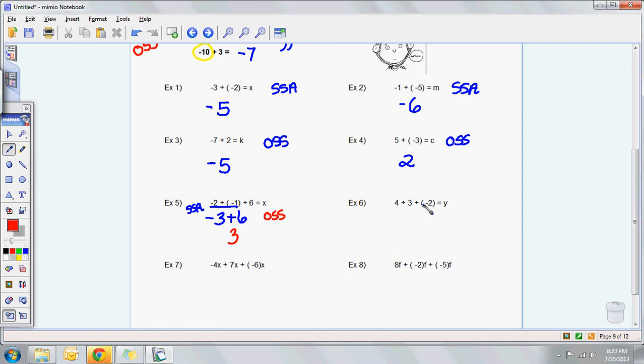Again, we have 3 terms in example 6. So my first thing, I'm just going to go from left to right. 4 plus 3, I don't even have to worry about a rule or anything like that. I can just do that in my head. I'm going to bring down that negative 2. So I have different signs this time. So I'm going to do opposite signs subtract. So I have 5. Bigger number is positive, so it's going to be positive.